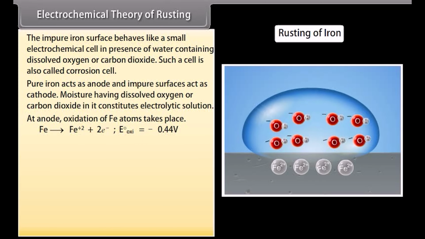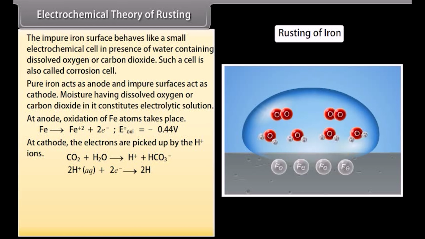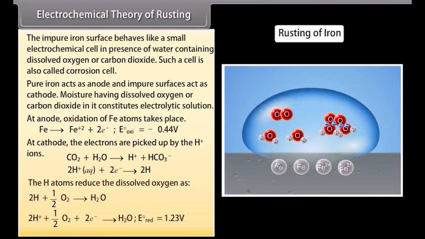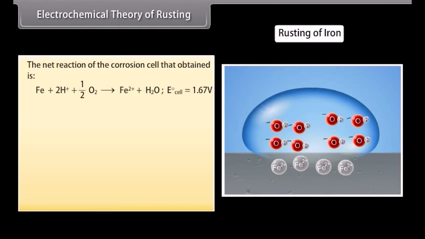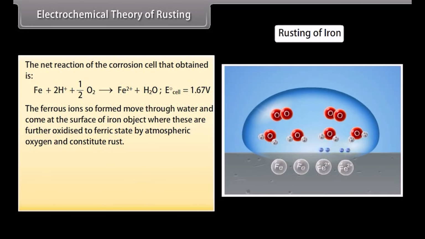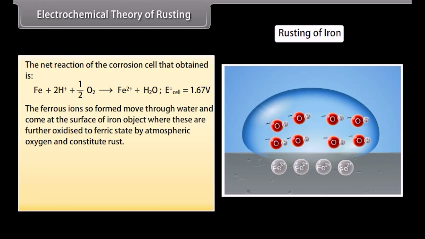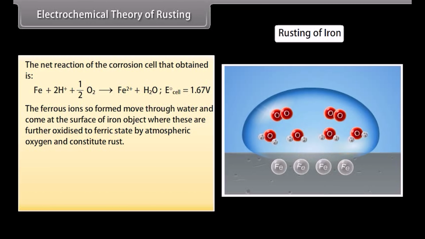At the anode, oxidation of iron atoms takes place. At the cathode, the electrons are picked up by H+ ions. The hydrogen atoms reduce the dissolved oxygen. The ferrous ions so formed move through water and come to the surface of the iron object, where they are further oxidized to the ferric state by atmospheric oxygen and constitute rust.